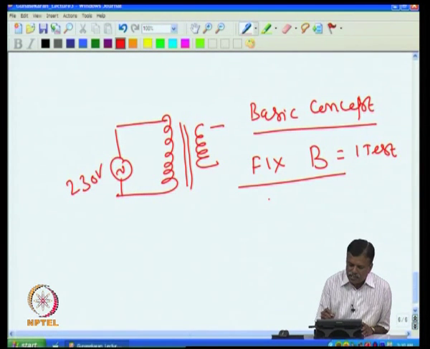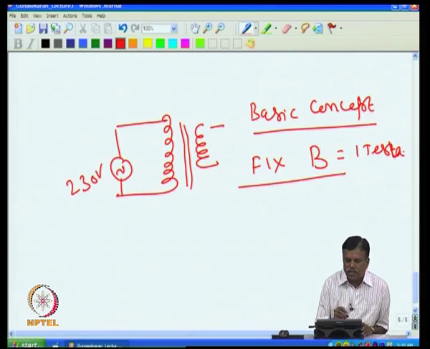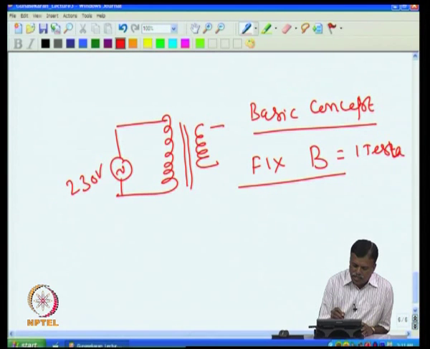That is, select the required number of turns such that when it is connected to 230 volt, for example, it produces 1 Tesla field on the core. So, that is the basic idea of designing the transformer. That means I have to select N so that it produces 1 Tesla. Now, what is the formula that we use?